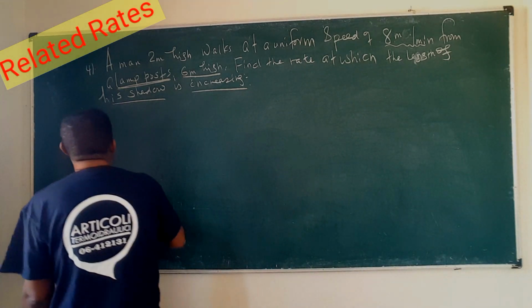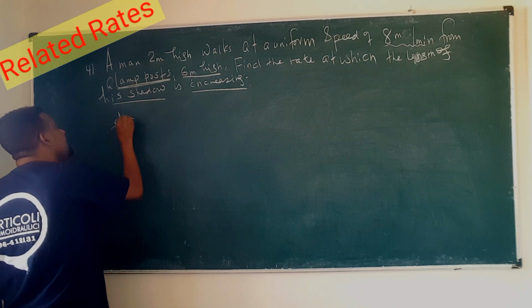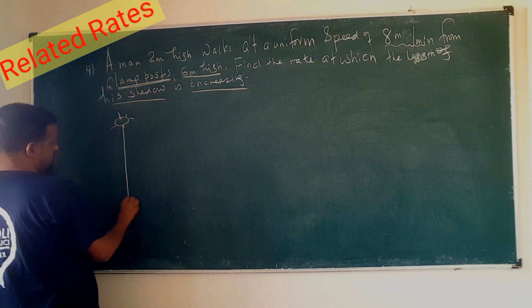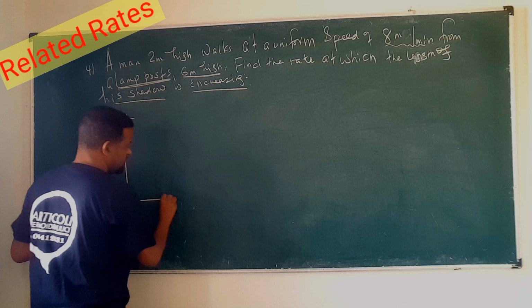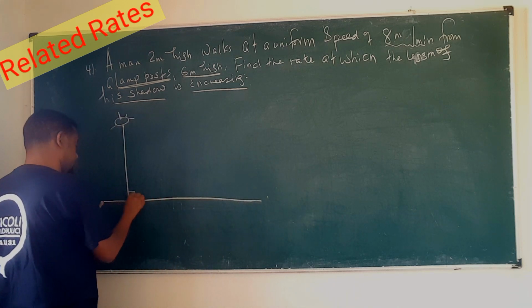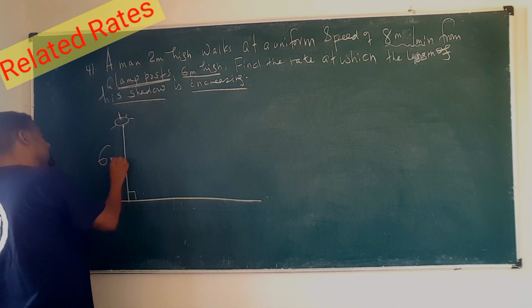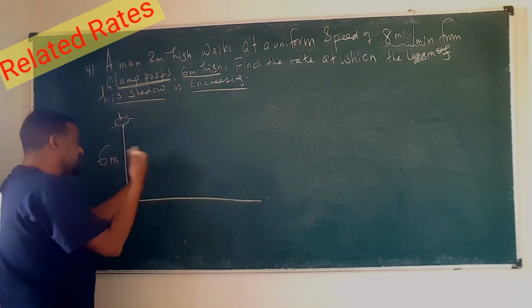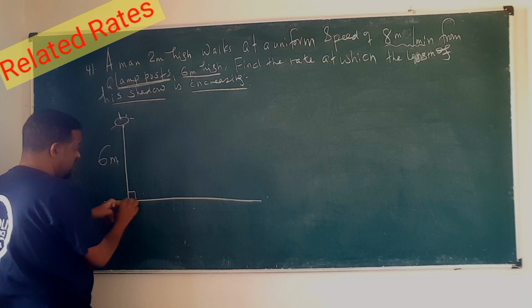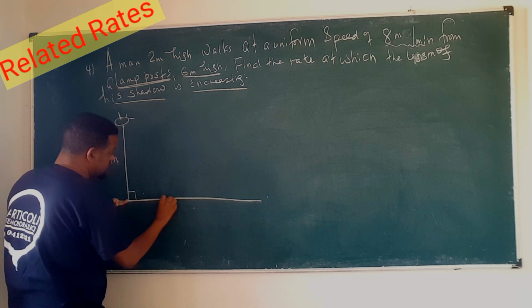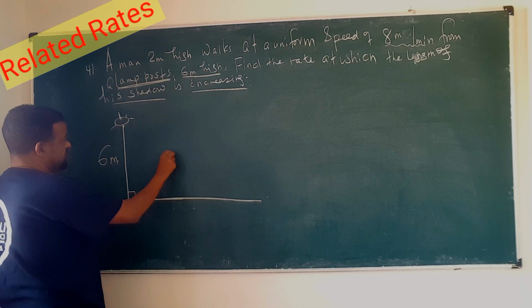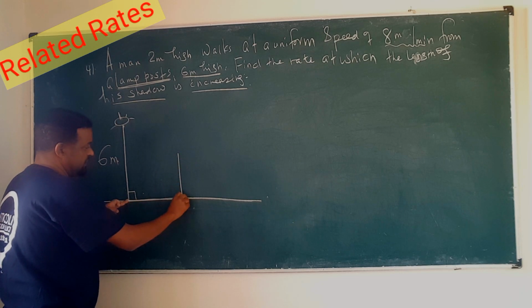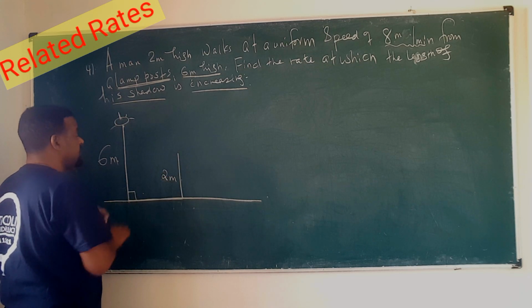Good. So there is the lamppost, okay? The lamppost is making a 90 degree angle with the ground. The man is moving, walking from the lamppost. Now the man is 2 meters high, so suppose the man is here. The man is, for example, here. He is 2 meters high, okay?